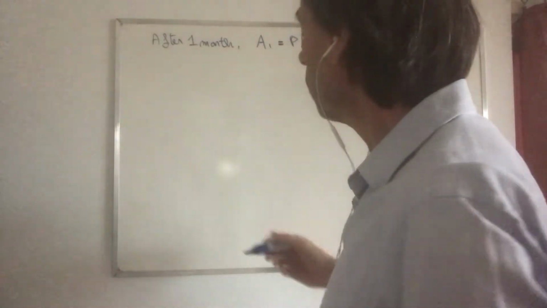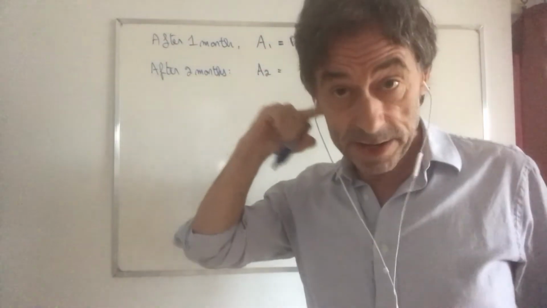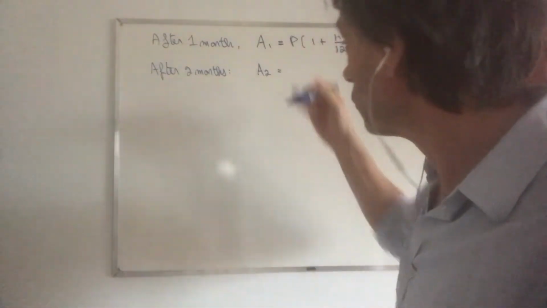All right. So let's just bring about what we have here. So after 1 month, we have A1 equals P(1 + R times 1/12), so R over 12. And let us ask, how much do I have in the bank after 2 months? Well, I will have something that I can call A2, no? The amount after 2 periods, 2 months in that case.